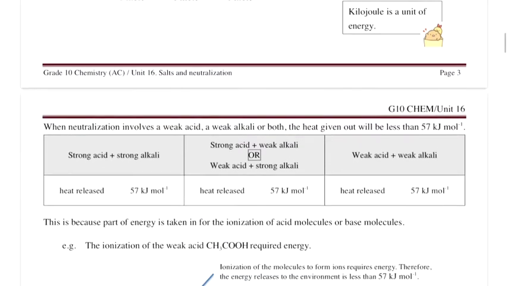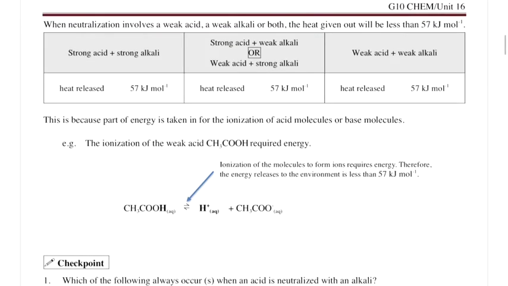Okay, and then take a look. Remember, in the previous unit, we have learned the strength of acids and alkalines. So when neutralization involves a weak acid, a weak alkaline, or both, the heat energy would be different from the one we mentioned above. For strong acid and strong alkaline, the heat energy released is equal to 57 kilojoules. But if we have a weak alkaline involved or a weak acid involved, the heat energy released would be less than 57.